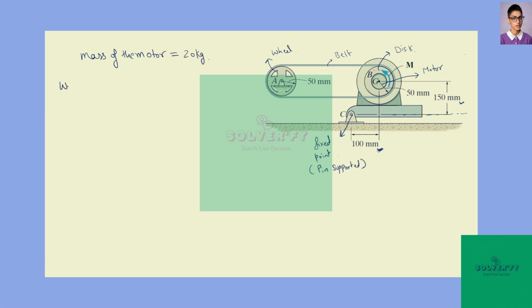So we calculate the weight of the motor. Weight of the motor is equal to 20 into 9.81. So this is equal to 196.2 Newton. Now in this question we calculate the moment that must be applied by the motor to rotate this disc B when the wheel A is in lock position.